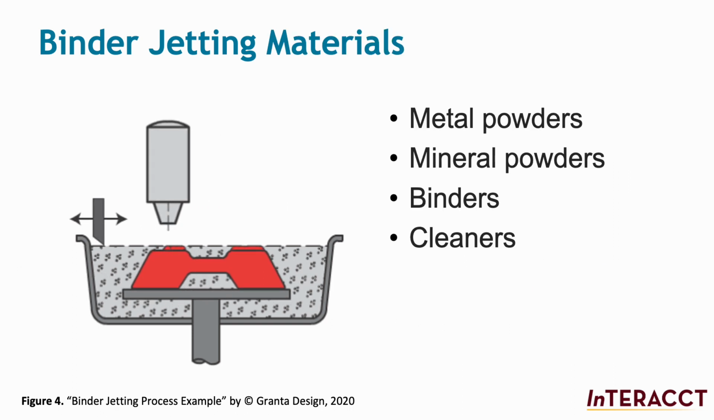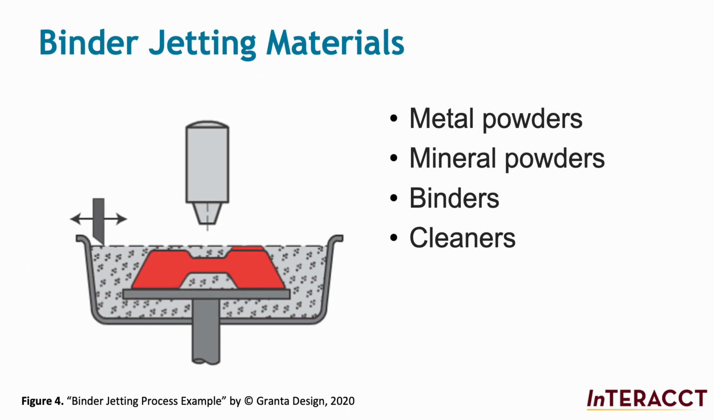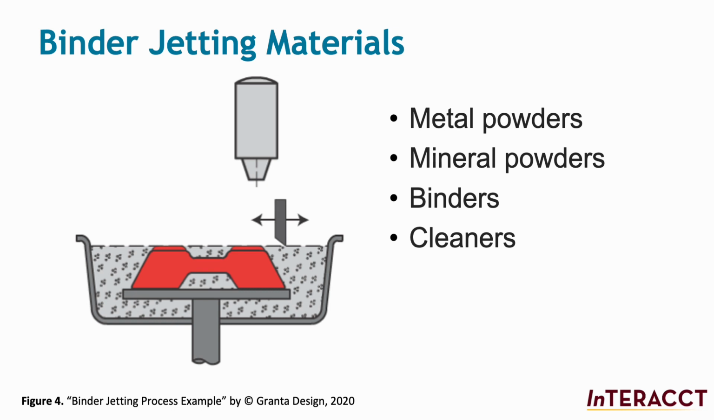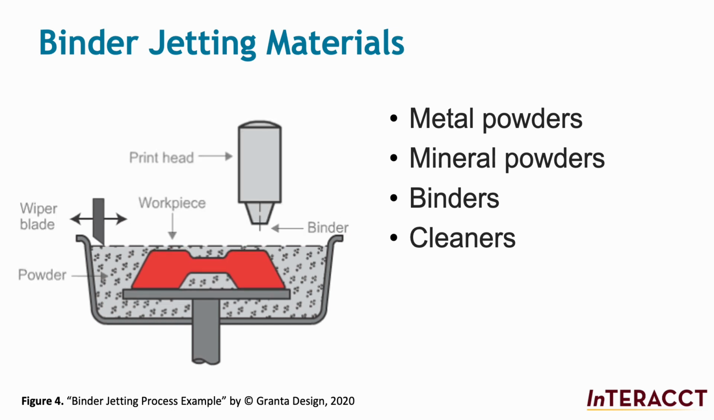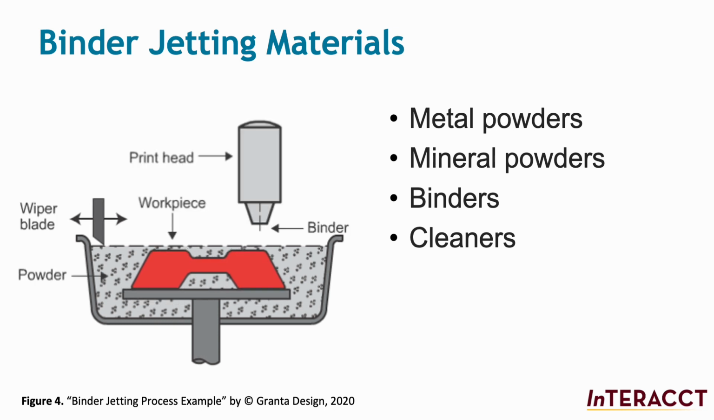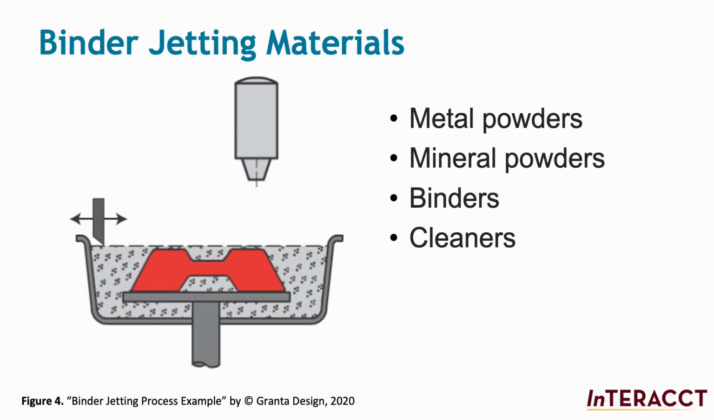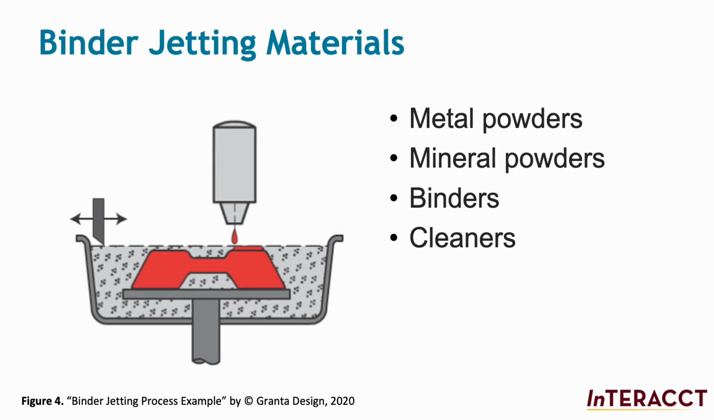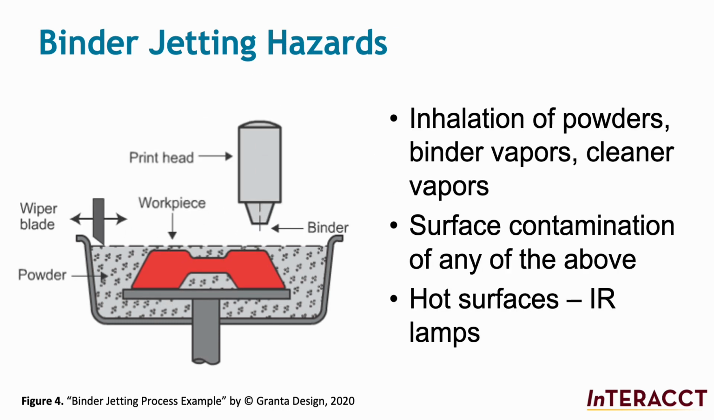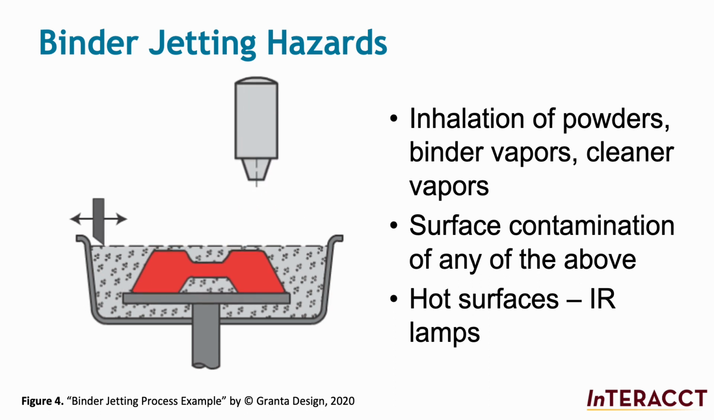Feedstock materials for binder jetting include metal powders, mineral powders, binders, and cleaners. Powders and binder vapors that have evaporated from the heated binder or from cleaners can be inhaled if the worker is exposed to the contaminated air. There is also the potential for dermal exposure from contact with surfaces that are contaminated with metal powders, binders, or cleaning agents. Other hazards associated with binder jetting include exposure to hot surfaces.